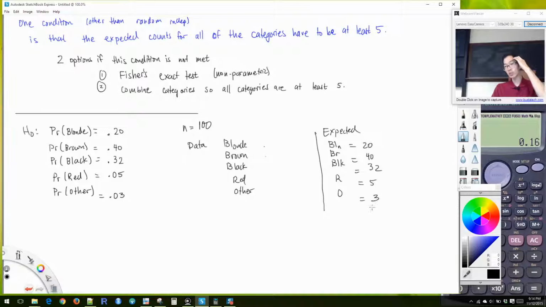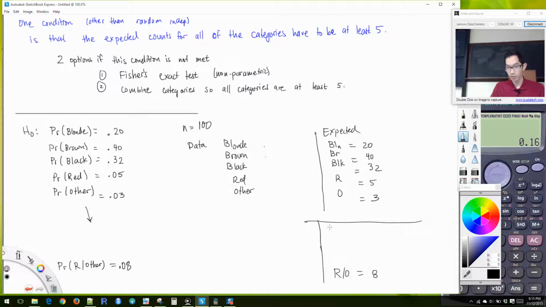So this one is not big enough because it's not at least 5. You would then combine these two together, the red and the other. And so you would have to change this. Now you have probability of red and other equal to 0.08. You combine your data as such, and your expected counts will be the same, except now you have red and other equal to 8. Does that make sense?